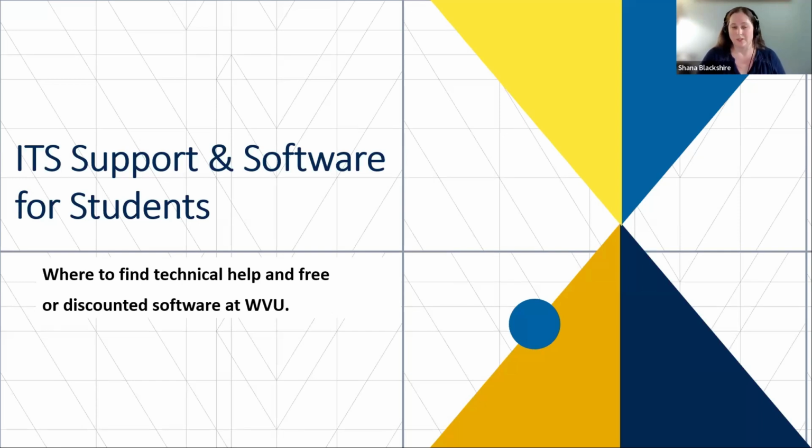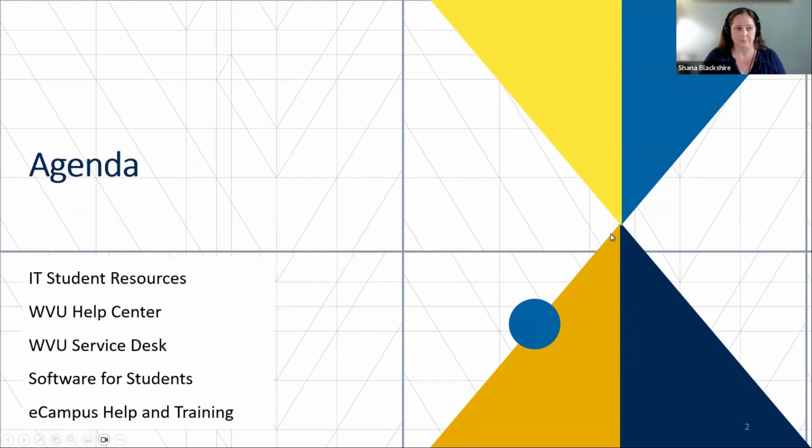What we're going to take a look at today is a list of links, mainly resources where students can get technical help for all kinds of things at the university: how to connect to the Wi-Fi, how to get help with your passwords, how to find software, and particularly where you can find free or discounted versions of software for your academic use at the university.